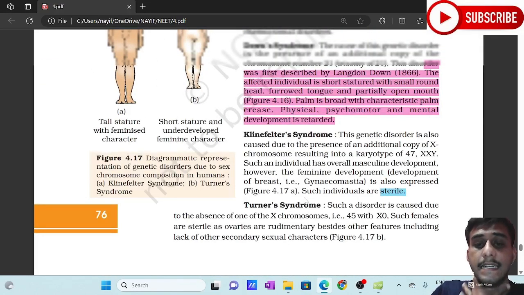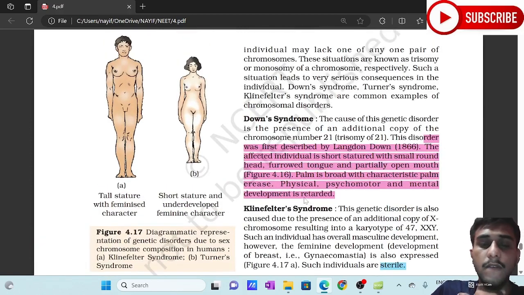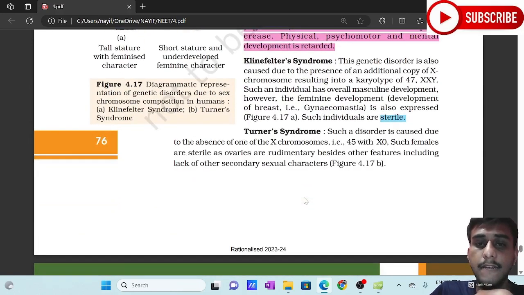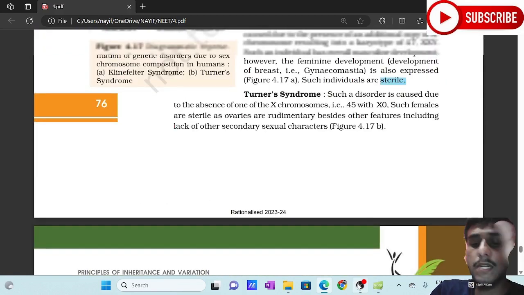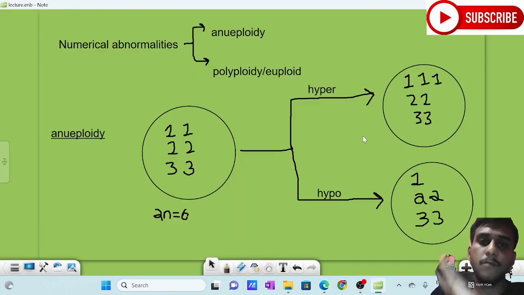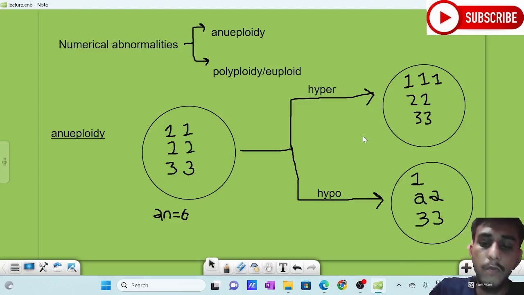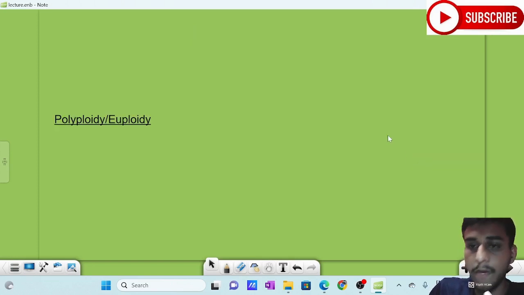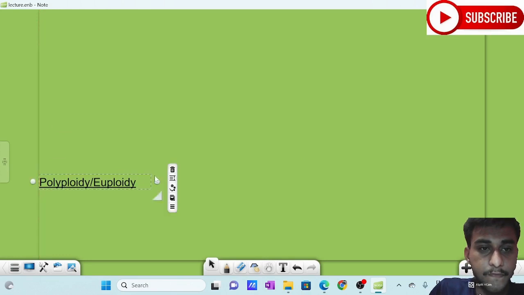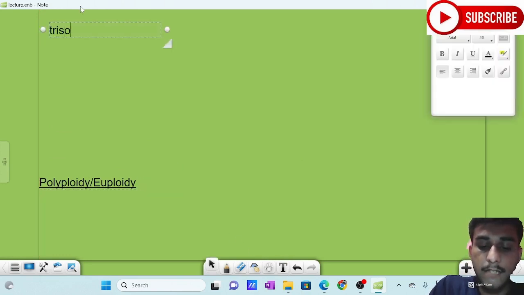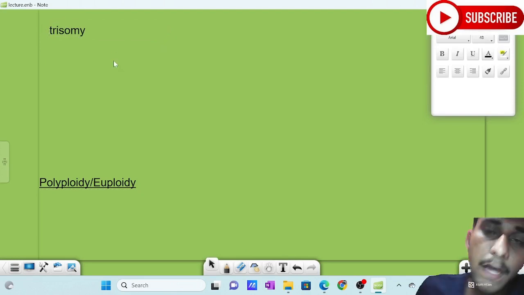three diseases, three syndromes have been explained. First is Down syndrome, next is Klinefelter syndrome and Turner syndrome. Usually these three are given in your textbook. So these are examples of hyperaneuploidy which come under trisomy. So we are going to discuss what trisomy is. Please write it down: trisomy. How does trisomy occur?